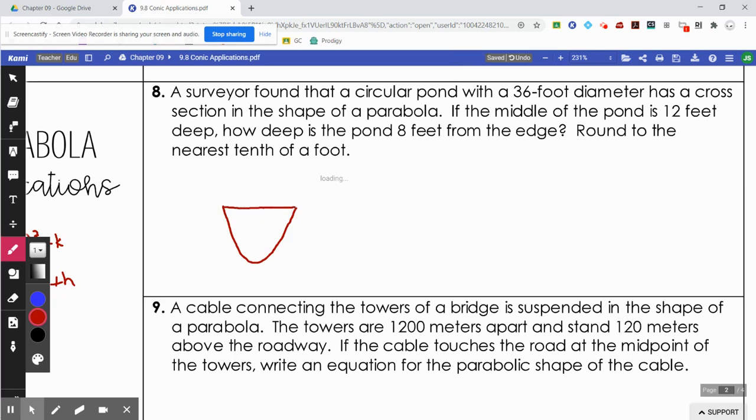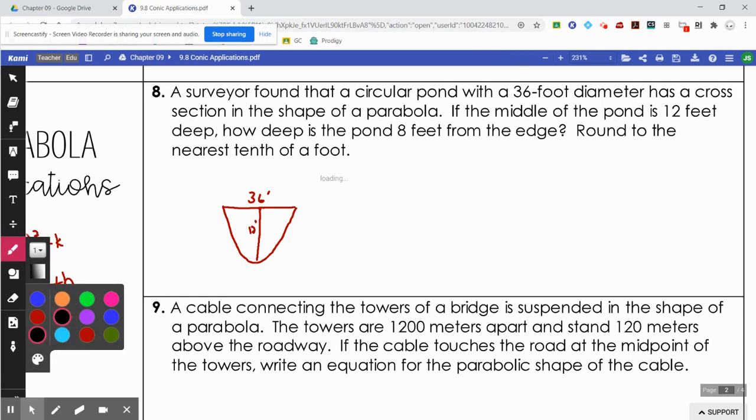The distance across the pond is 36 feet. So there that is. In the middle of the pond, it is 12 feet deep. So from the top down to the bottom, we have a 12-foot deep pond. How deep is the pond 8 feet from the edge? Round to the nearest foot.